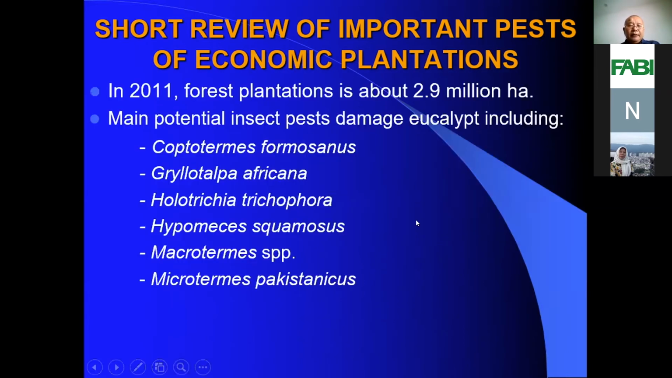The main potential insects associated with eucalypt include Coptotermes formosanus, Glyptotermes africana, Hypomeces squamosus, Macrotermes spp, and Macrotermes pakistanicus.